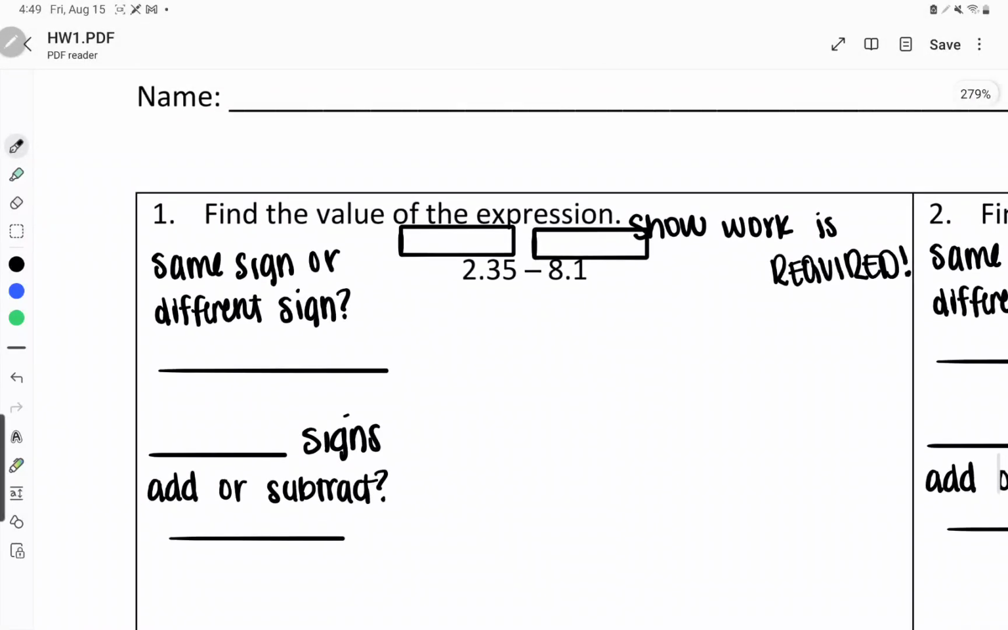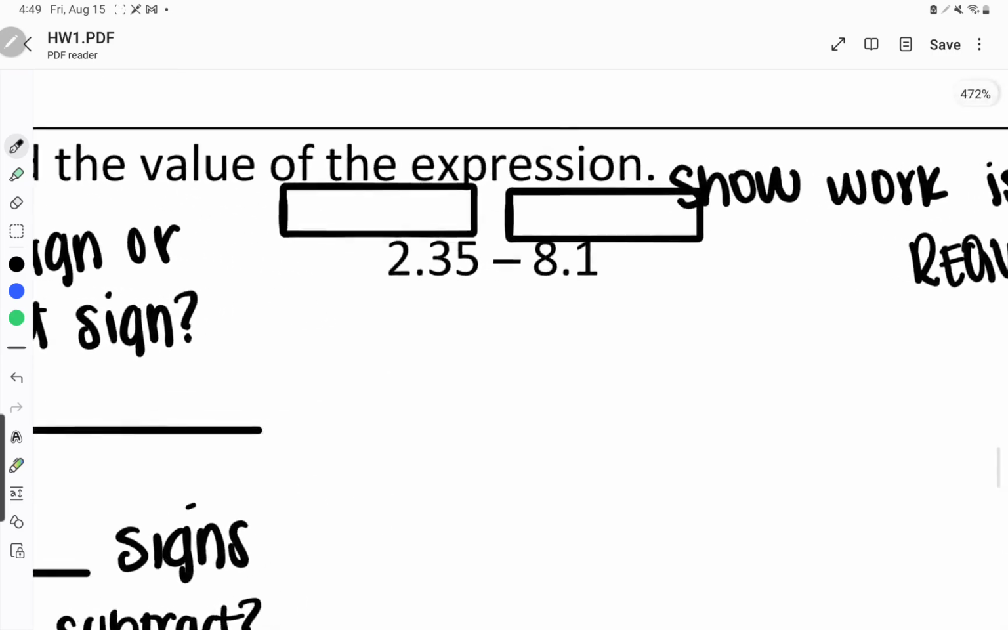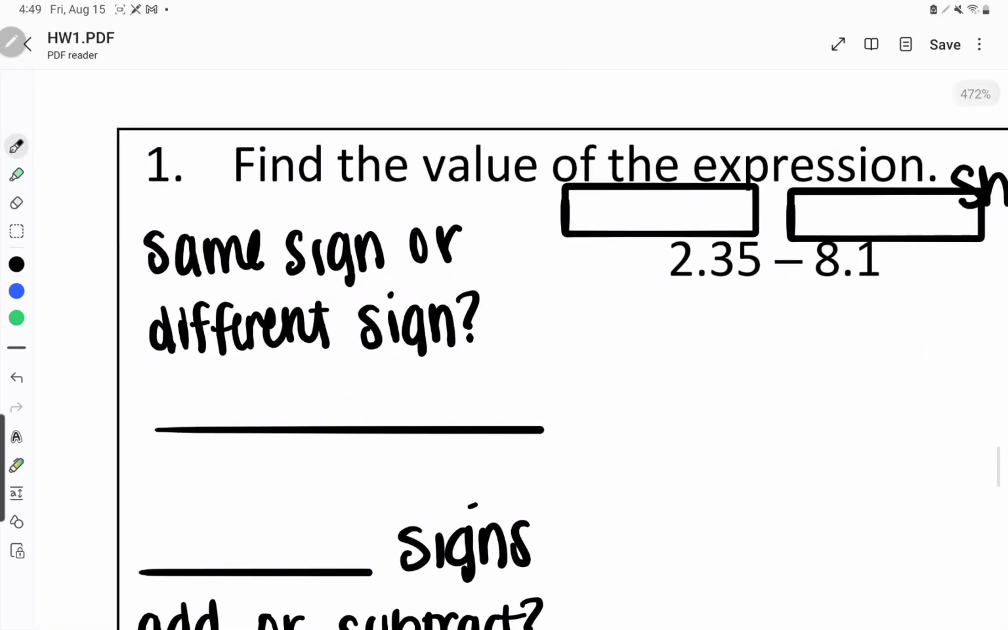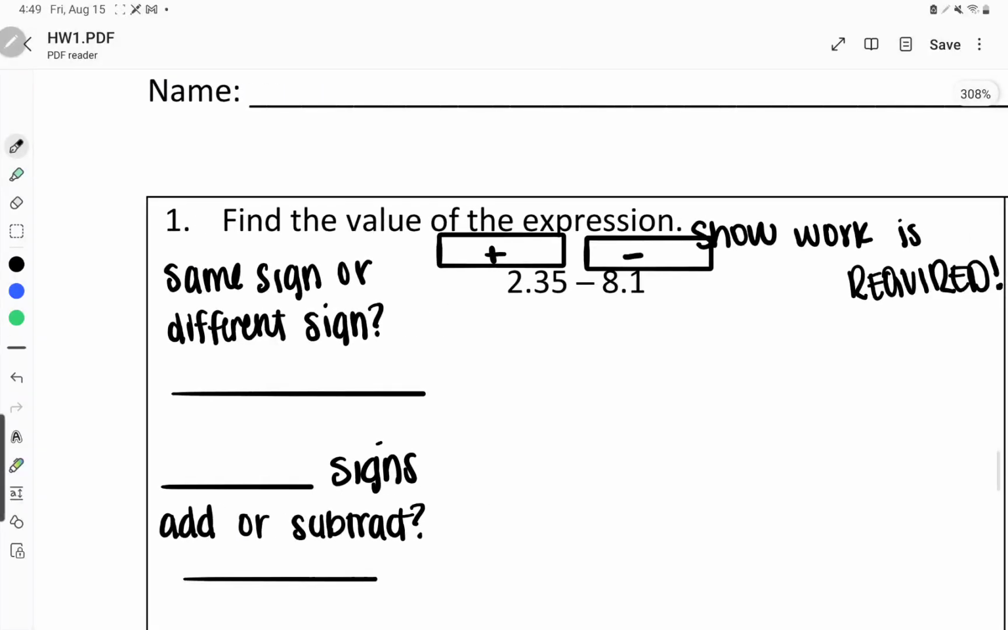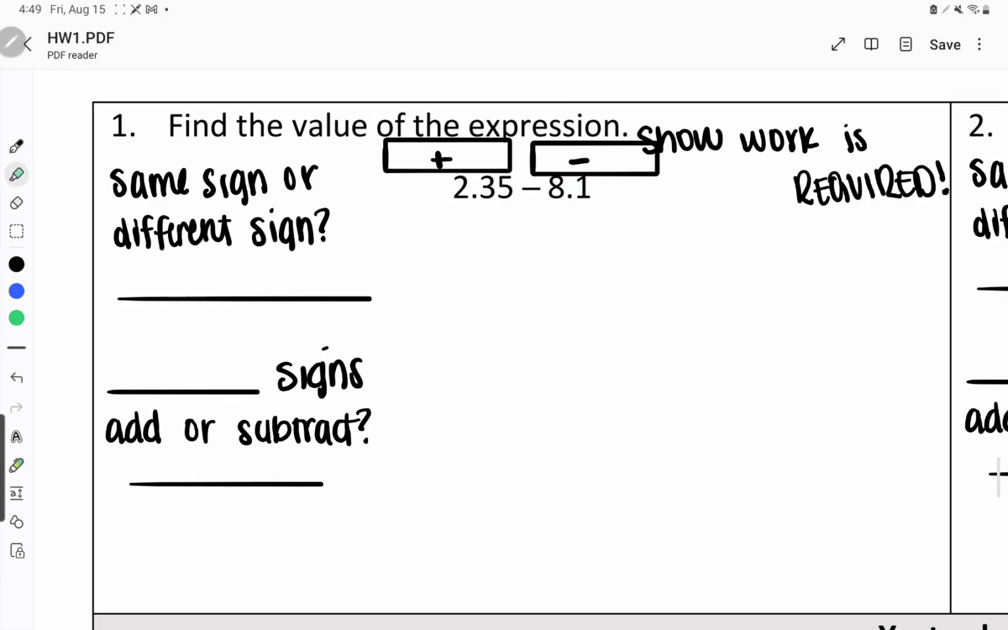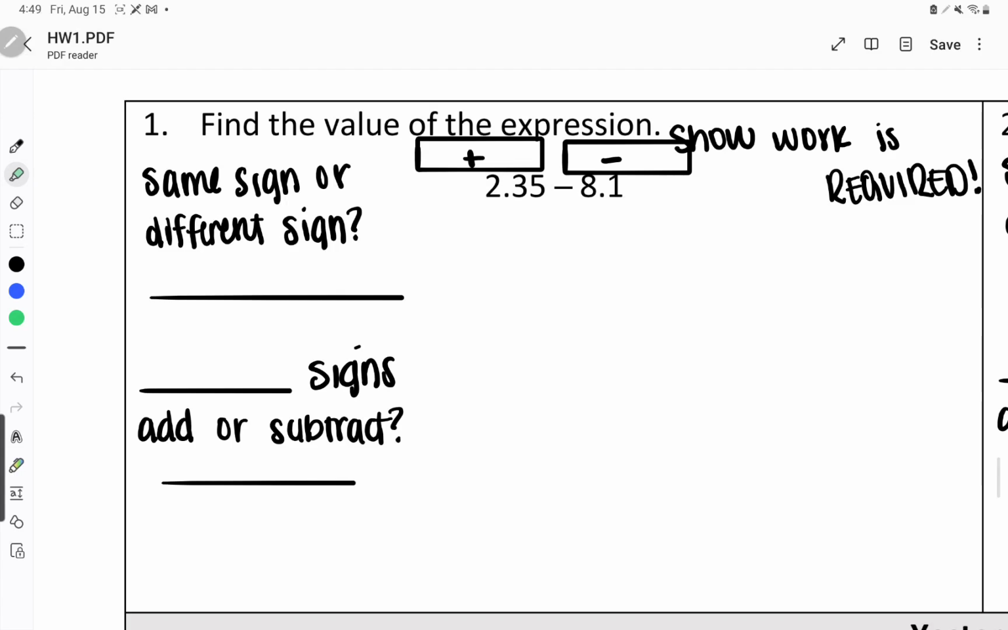All right, this one says to find the value of the expression. So the first thing I'm going to look at is whether 2.35 is positive or negative. It is positive. And then 8.1 right here is positive or negative? This is a negative because a subtraction symbol is a negative sign. So are these same signs or different signs? These are different signs. Different signs add or subtract? Different signs are going to subtract.